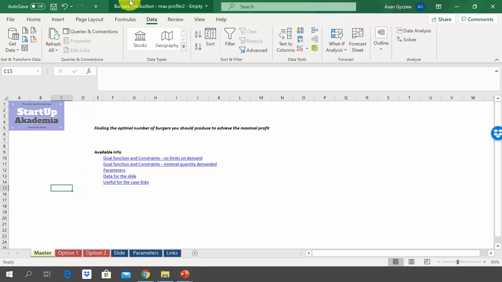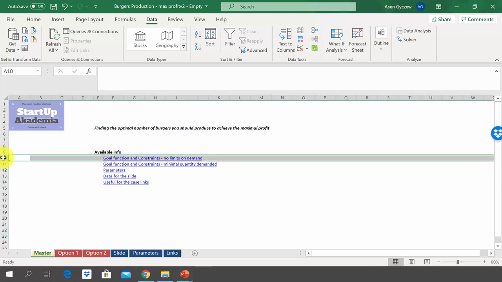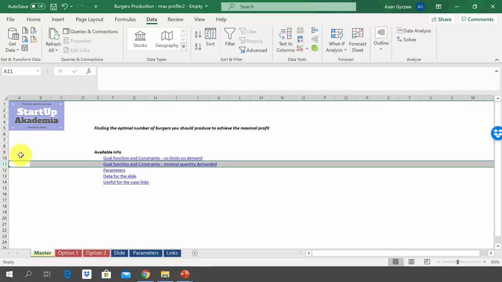So please open a file attached to the lecture, which is called Burgers Production Maximal Profit Version 2 Empty. And here in the sheet master, as always, you have a table of contents. We'll have a look at two options. So the first one will be exactly what we did in the previous lecture. And the second option will be a modification of the basic scenario.